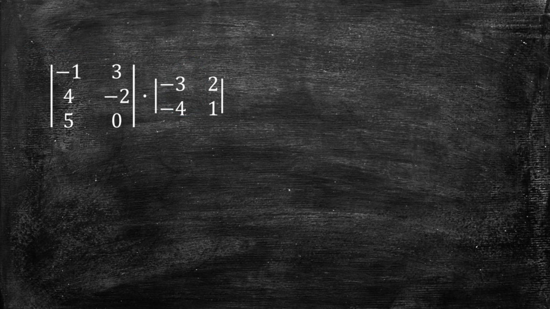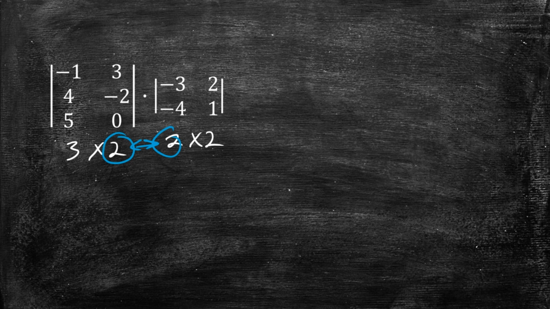Example number 2. We have these two matrices here, and we're going to multiply them to each other. First things first, let's check the orders. So the first one here is a 3 by 2, 3 rows, 2 columns. And the second one is a 2 by 2. So, like I said, we have to check these two inside numbers and make sure they're the same.